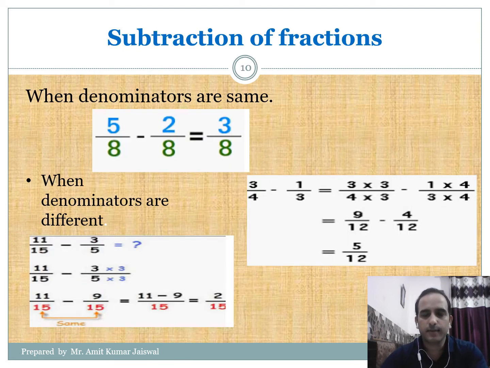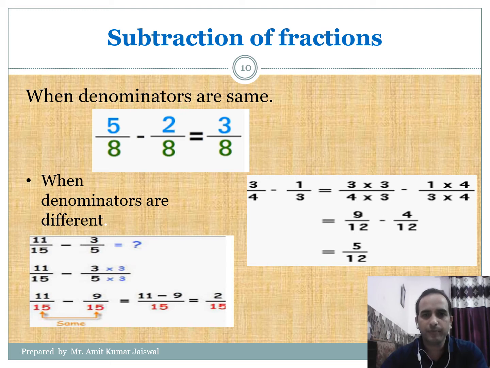The concept is the same as we have done in the previous slide, the addition concept. Denominators are the same, so simply subtract the numerators. So there are a total of 8 equal parts of a whole, and 5 parts are selected, and from the same 8 equal parts 2 parts are selected, and you are subtracting the selected parts, 5 upon 8 minus 2 upon 8. So what you are left with is 3 upon 8. So we see that whenever the denominators are the same, we simply subtract the numerator value, and this is what we understand from the subtraction of fractions.